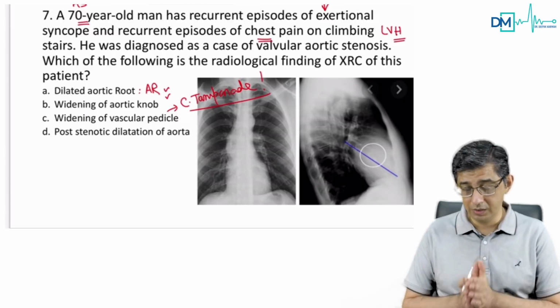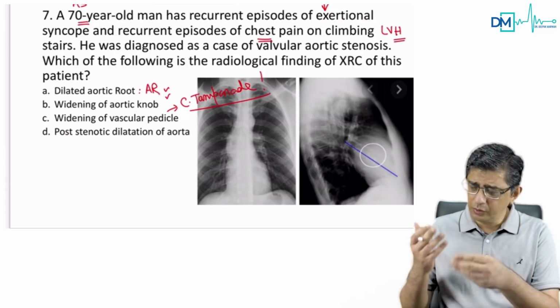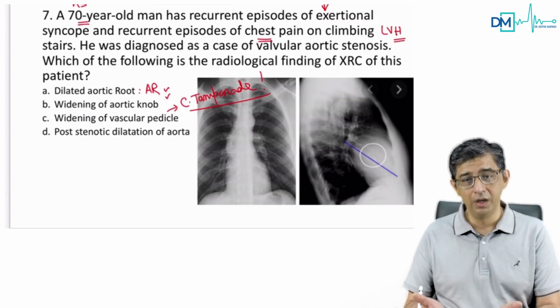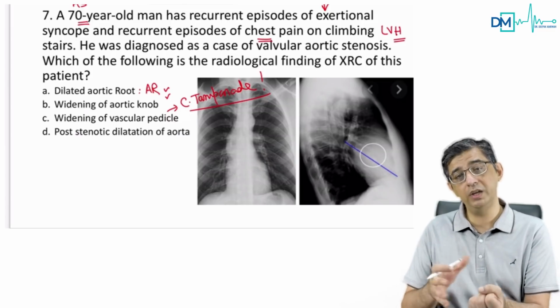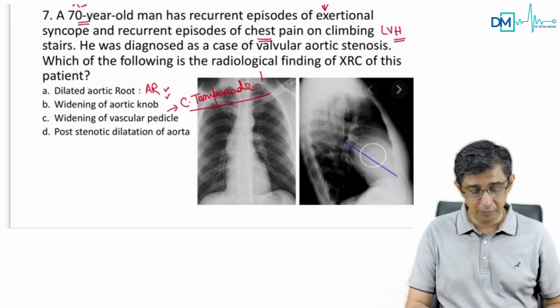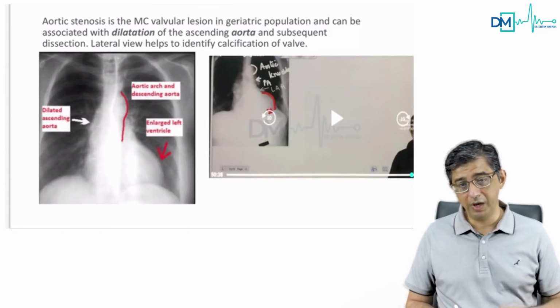The bottom line is in aortic stenosis patients, in a lateral view as well as an AP view, even if you don't know how to read X-ray, doesn't matter. If there's a stenotic lesion, there would be some dilatation also, no? Wherever there's a narrowing, there can be dilatation also. So this is a post-stenotic dilatation of the aorta. And if you look at this X-ray, I'll just come back to the previous image.